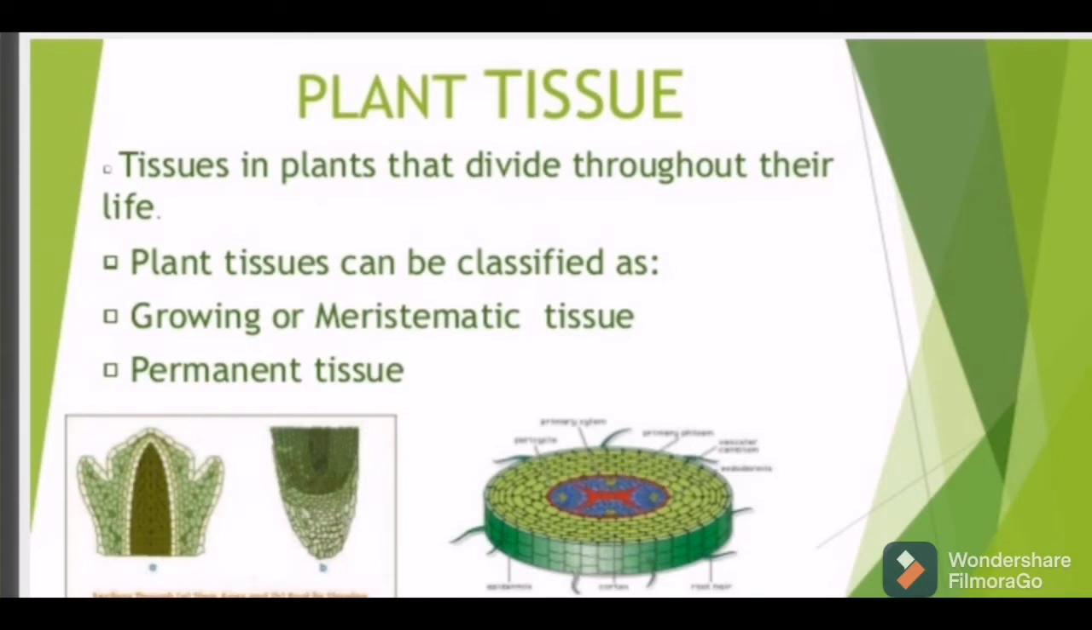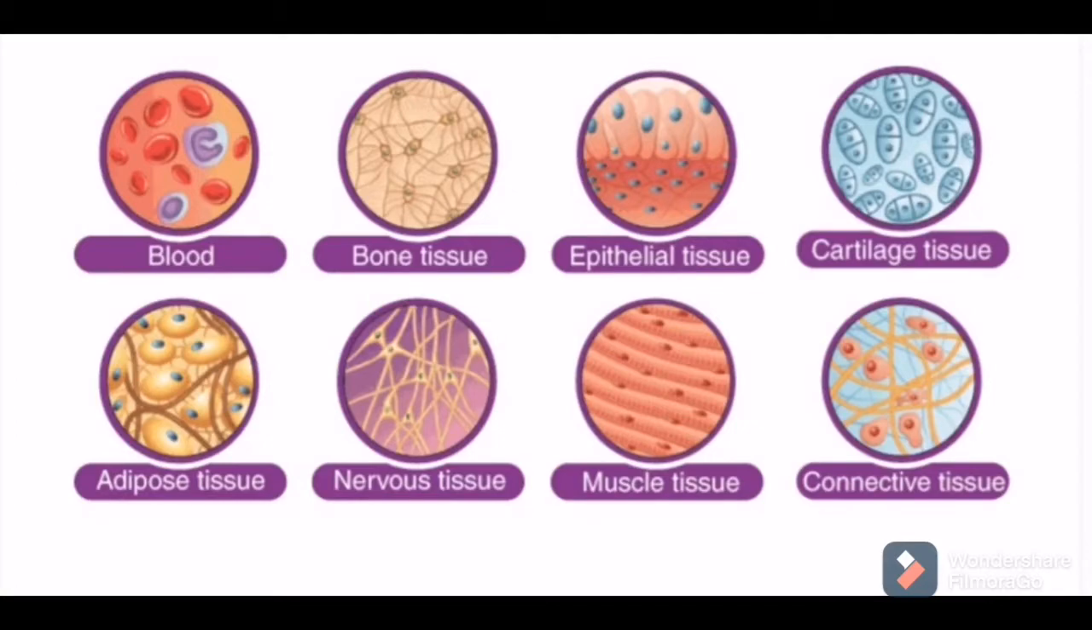Plant tissues. Plant tissues are basically of two types, meristematic tissue and permanent tissue. Meristematic tissue: in meristematic tissue, cells can multiply to produce new cells. In permanent tissue, non-dividing and specialized cells are present.